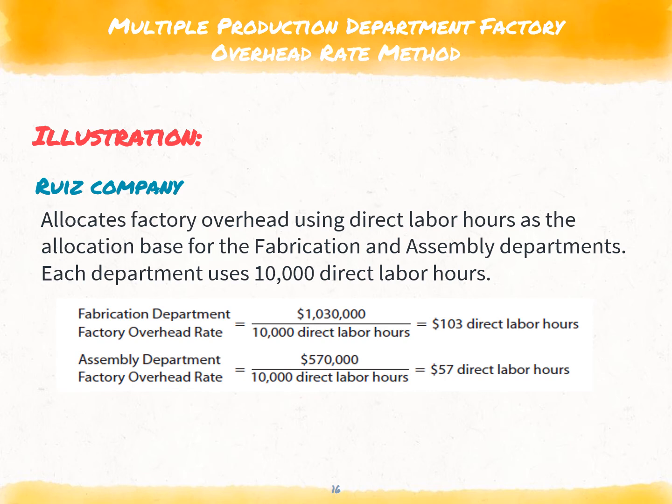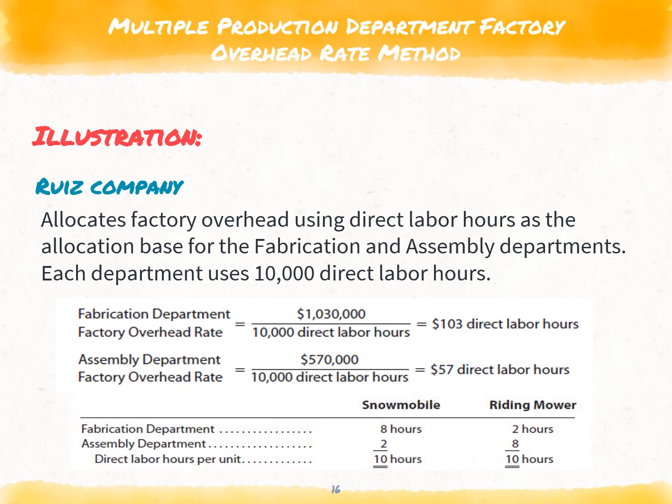Ten direct labor hours are required for the manufacture of each snowmobile and riding mower. These 10 labor hours are consumed in the fabrication and assembly departments as follows. For the fabrication department, snowmobiles need 8 hours, while riding mowers need 2 hours. The assembly department needs 2 hours for snowmobiles and 8 hours for riding mowers, for a total of 10 hours for snowmobiles and 10 hours for riding mowers.